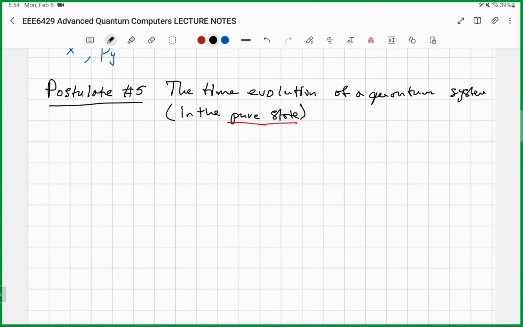Basically, a pure state is a state that is described by the state vector psi. And as we will see today, not all possible quantum systems are described by this vector psi. But in the pure state, when we can describe the system by the psi vector, the time evolution of a quantum system can be... Oh, so sorry.